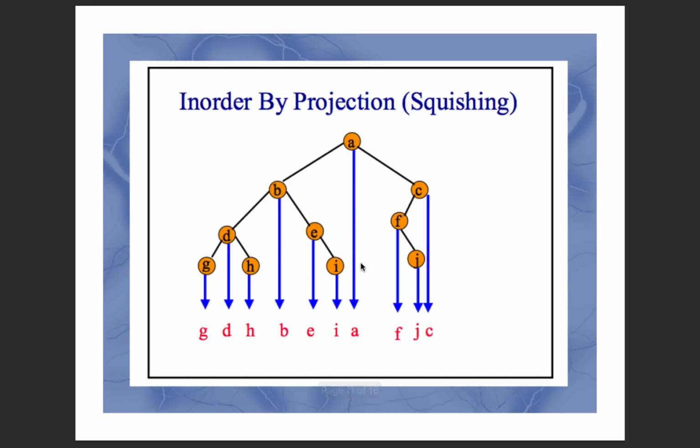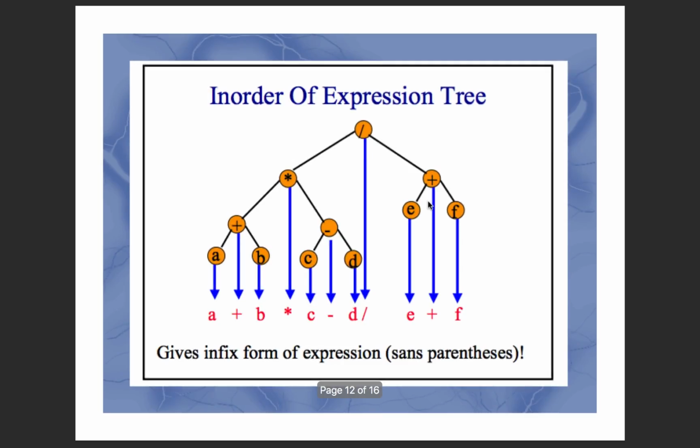So this is some pictorial view, so you can see that. It started with g, d, h, then b, then e, i, finally a, then f, j, c. So these are the projections, how in order happens.